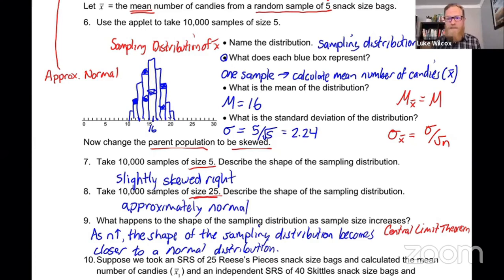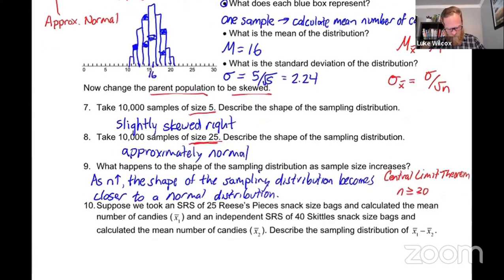Now, how big of a sample size do we need in order to be comfortable saying the sampling distribution is approximately normal? Kind of depends on who you ask or what book you look in. One of the generally accepted values is that if n is greater than or equal to 30, you're usually pretty safe there.